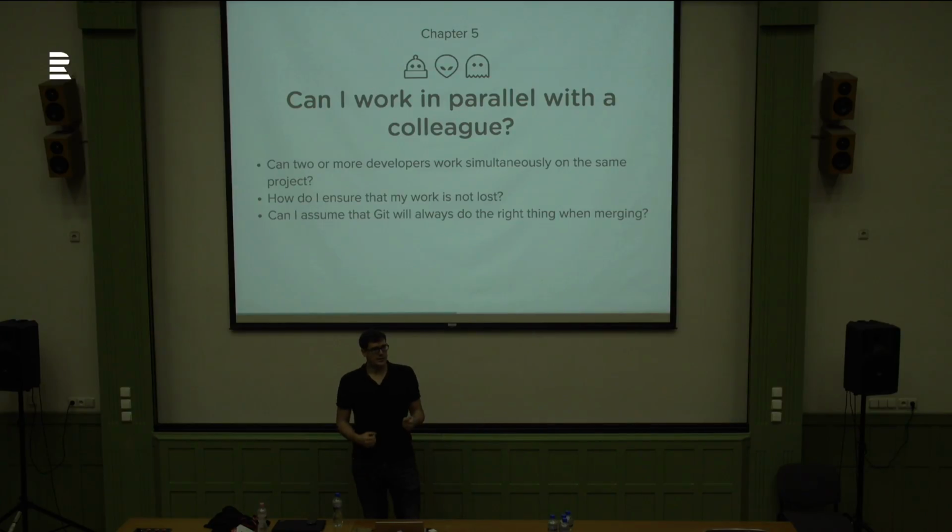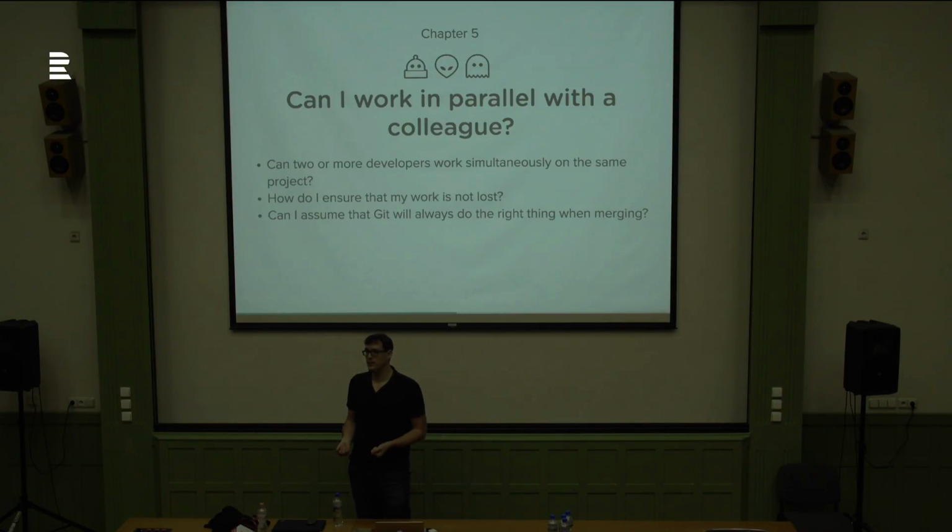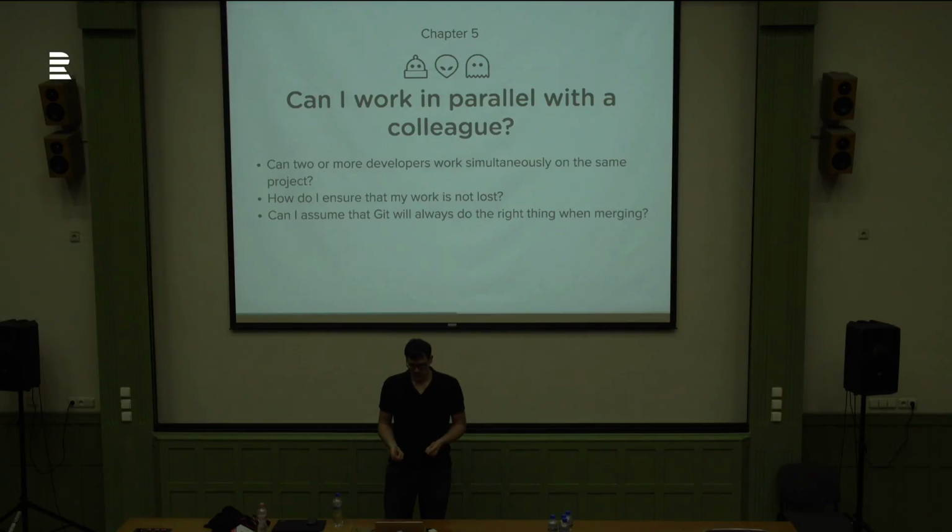So now it's another interesting topic. How can I work in parallel with a colleague? When you have two or more developers working simultaneously on the same project, how do you ensure that none of the work is lost? Can you assume that Git will always do the right thing when you merge things?